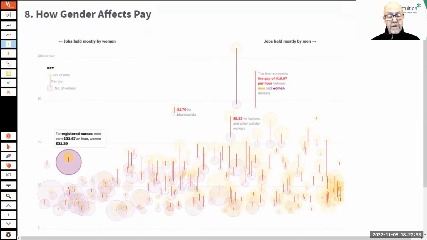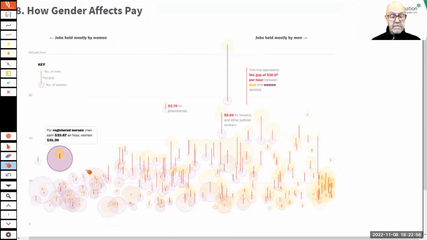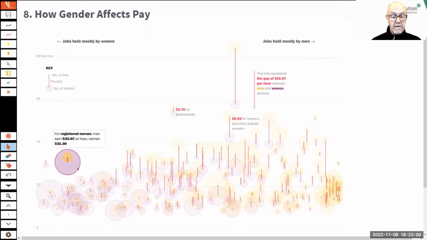Each circle represents a number of people doing a particular job. The circle we've got down here on the left, this, where's my pointer? This, no, not that one. That one. The purple circle tells you the number of women who are employed as registered nurses, and the little brown circle is the number of men. And the line between shows you that men are paid a couple of dollars an hour more than women for the same job. Shocking, but let's not get into that. Thankfully, we don't live in a place where that applies.